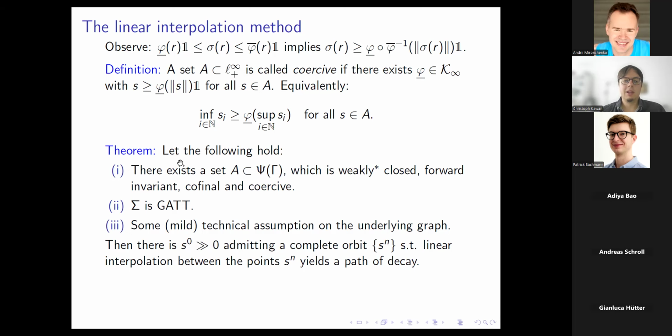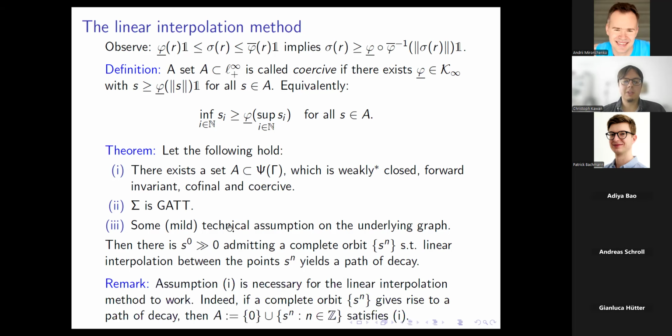But we need, in particular, this first assumption. And it's easy to see that we cannot get around the first assumption, because if we come from the other direction, and assume that we have a complete orbit which gives rise to a path of decay, then we can define the set A as the union over all the Sn in the orbit and 0, and we see that this set will have all the properties that I wrote here. It's weakly star closed, forward invariant, cofinal, and coercive. So this is how you can generalize the method.